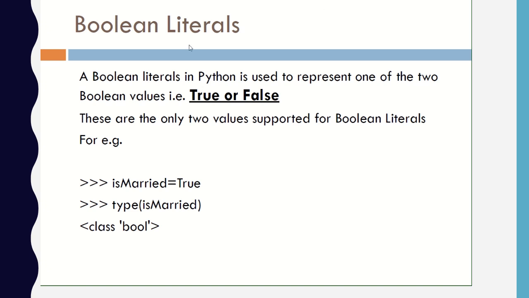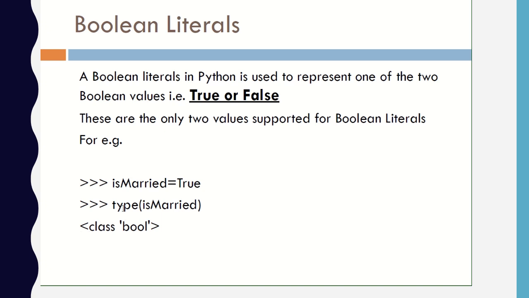Next, Boolean literals. Boolean literals in Python are used to represent one of two Boolean values. Either it could be True or it could be False. These are the only two values supported by Boolean literals. is_married = True, then type(is_married). is_married is my identifier, where I am saving the value True. What type of value is True? A Boolean value. So it will show that the stored value is a Boolean.